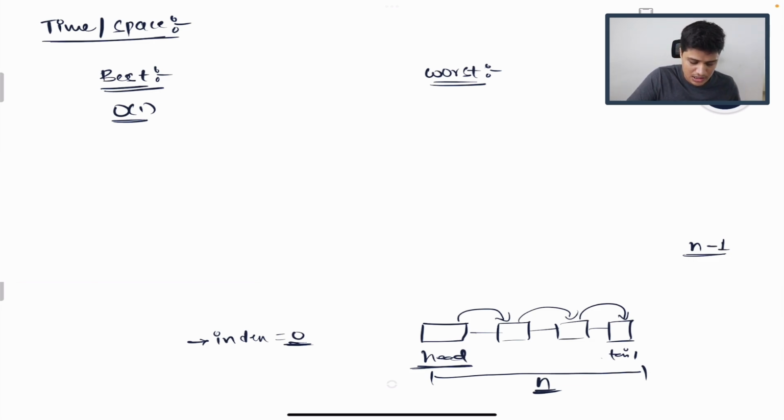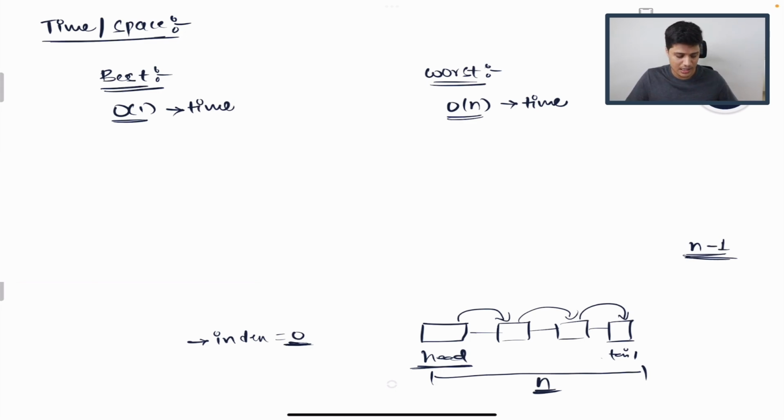As a result, the worst case time complexity will be order of n, where the index given by the user is n minus 1. And in the best case scenario, the index given by the user is 0, the loop will not get executed, and the time complexity will be order of 1. Now that is in terms of time complexity.